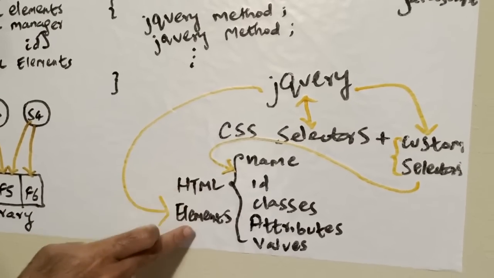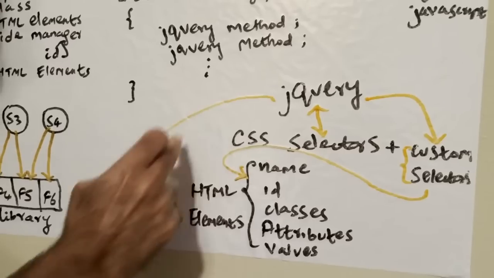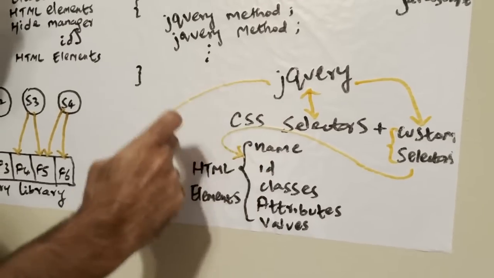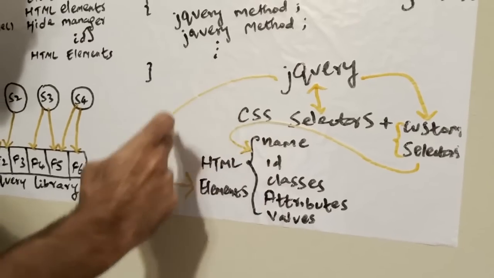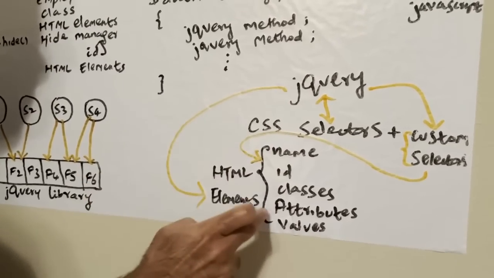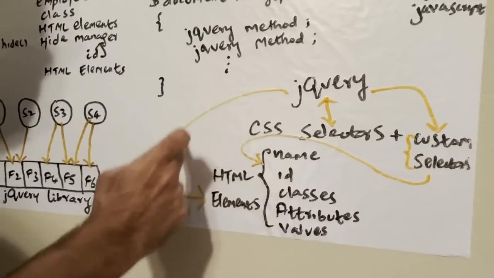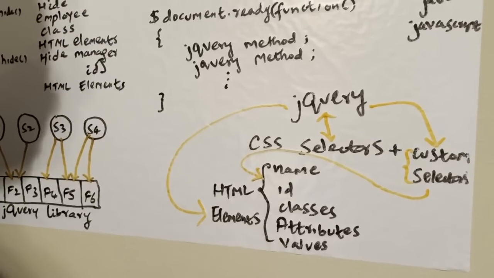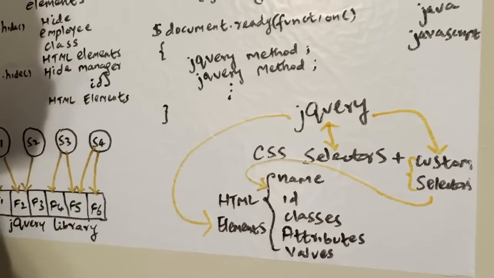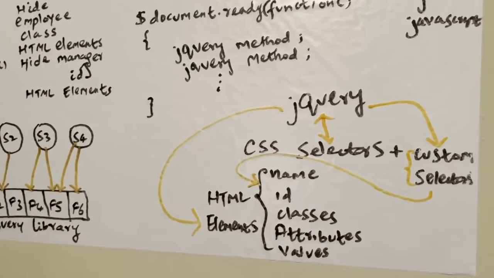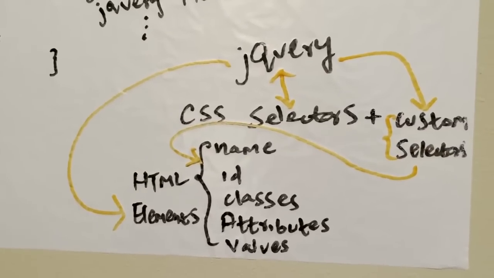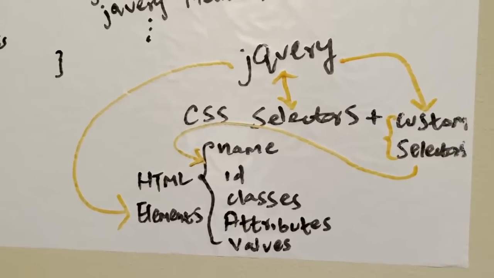So regarding HTML elements, it will select from the name, or select from the ID, or select using the classes which are objects, or select from the attributes, or select from the values. So these are all object oriented: classes, attributes, values. You can check the previous video about C++ and C# for object oriented natures.